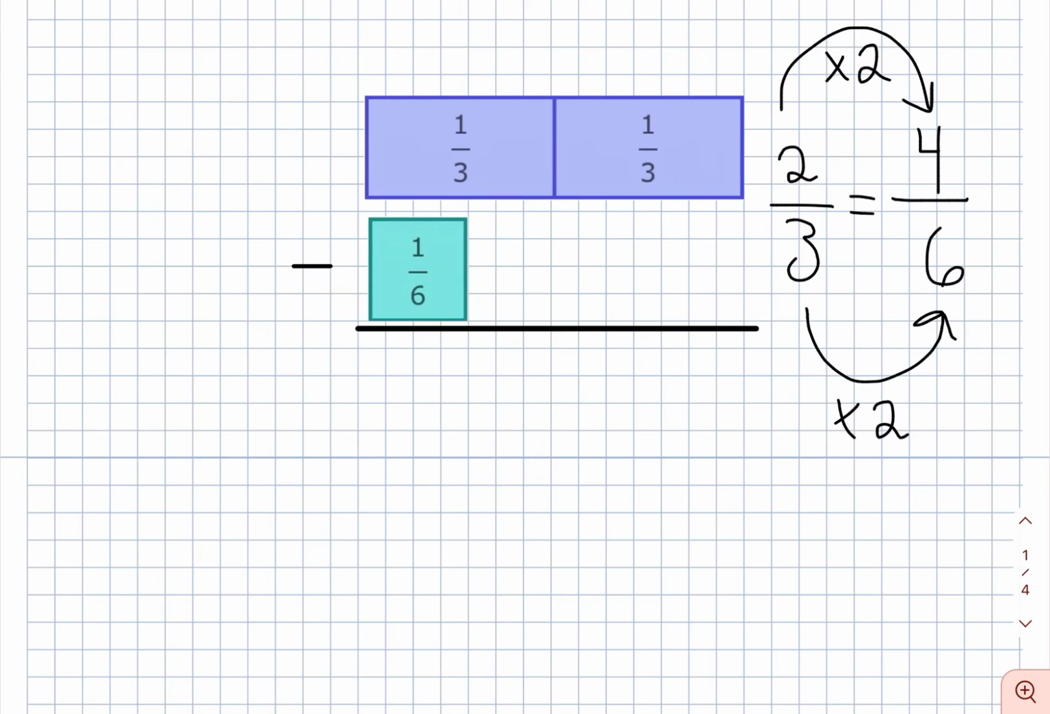So here, we transformed 2/3 into 4/6. There's 1, 2, 3, 4. Now, how much am I subtracting? How much am I taking away? I'm taking away 1/6. So if I remove 1/6, how many sixths are left? That's right. There are 3/6 left. That would be 3/6.